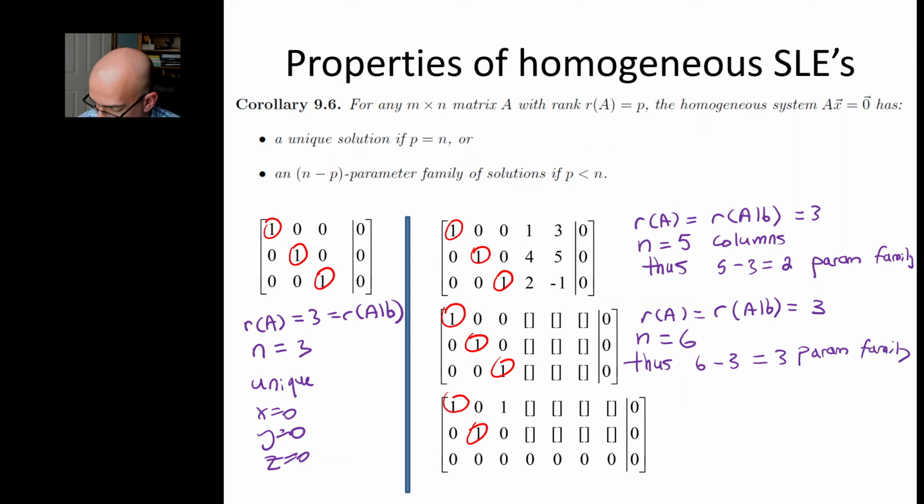And the last one, rank of A equals the rank of the augmented matrix, which is 2 because we have 2 leading ones. Number of columns, we have 1, 2, 3, 4, 5, 6, 7 columns. Thus, 7 minus 2 equals 5 parameter family.